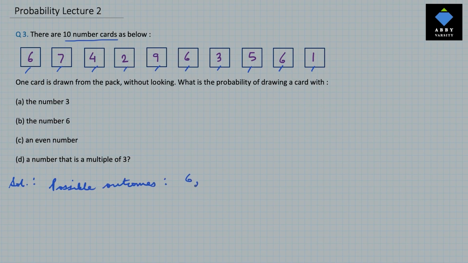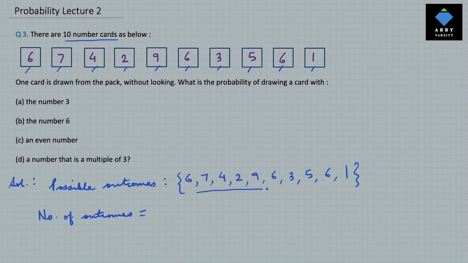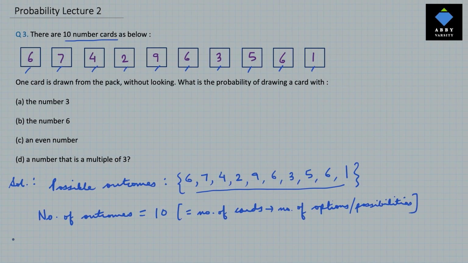Therefore, possible outcomes will be 6, 7, 4, 2, 9, 6, 3, 5, 6 or 1. So the number of outcomes is equal to 10. Note that this is equal to the number of cards, because the number of cards will be the number of options or possibilities. The number of outcomes will remain the same while calculating the probability in each question part.